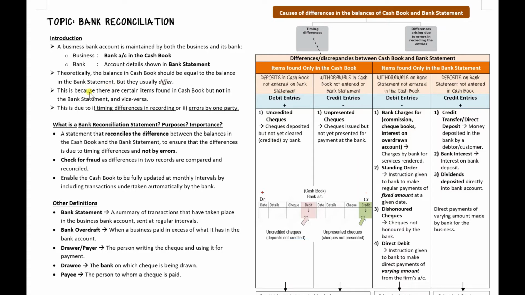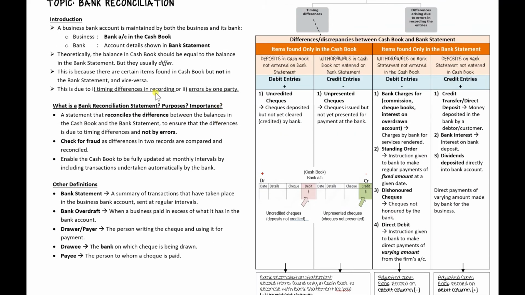Why is that so? This is because there are certain items found in the cash book only but not in the bank statement, and vice versa, meaning items found in the bank statement only but not in the cash book. This is due to possibly timing differences in recording or errors by one party. If it's not a timing difference, then it's normally caused by errors by either party, either the business or the bank. Normally it will be on the side of the business, but it could be on the bank as well. Mostly it's about the timing difference.